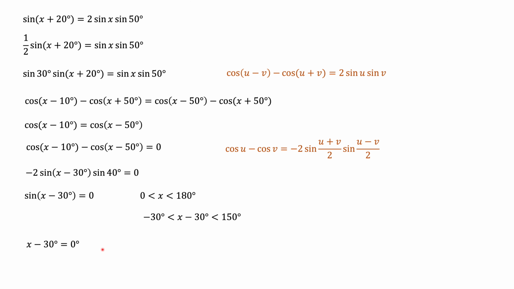So it means that x minus 30 should be 0 degrees, which means that x equals 30 degrees, and that's our final answer.